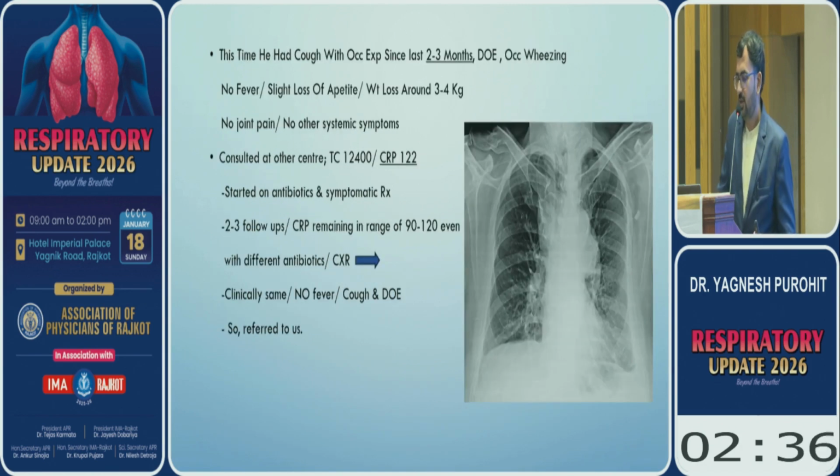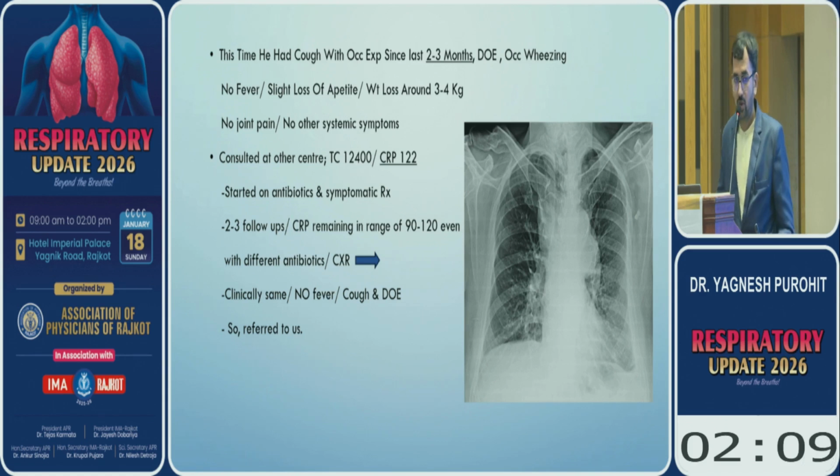This time he presented with cough with expectoration since the last 2 to 3 months, occasional wheezing, no weight loss of around 3 to 4 kg, no joint pain or any other systemic symptoms. Consulted at another center. The labs were showing raised CRP, raised TC, and he was started on antibiotics and symptomatic treatment. He had 2 to 3 follow-ups there. But CRP was remaining in the range of 90 to 120 even on the treatment.